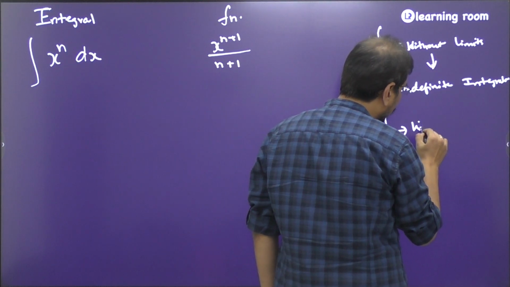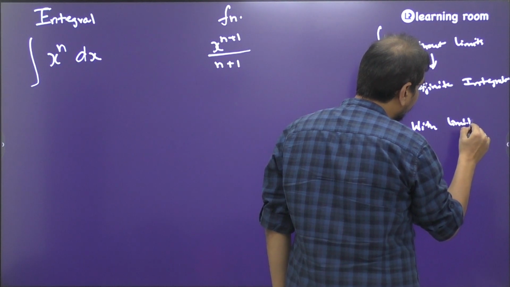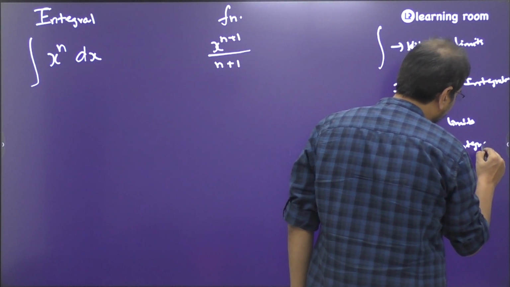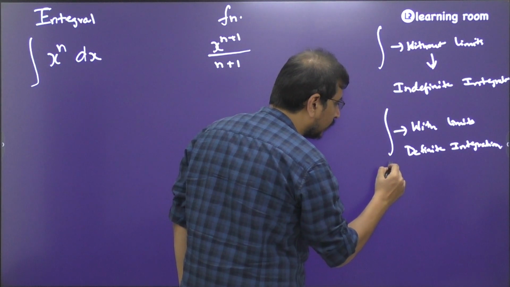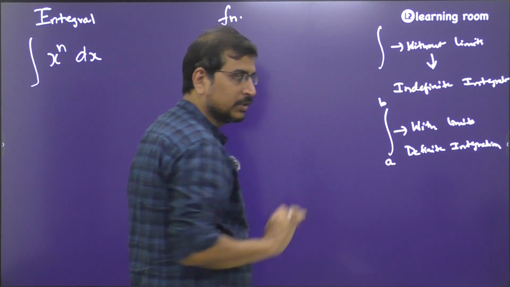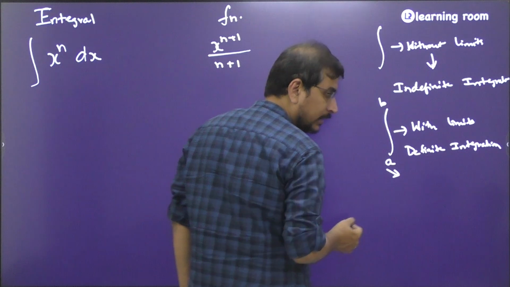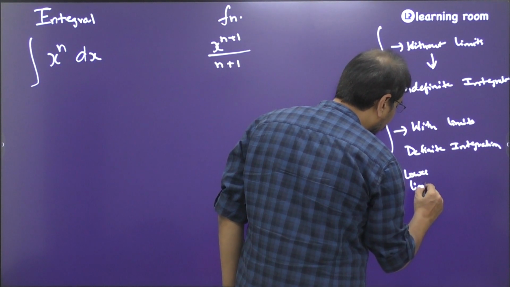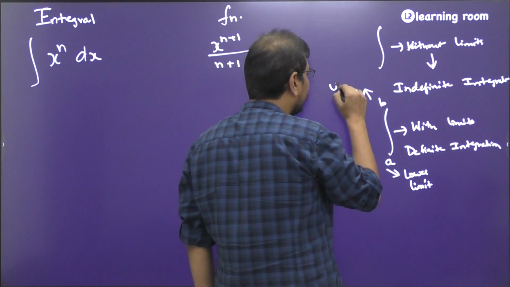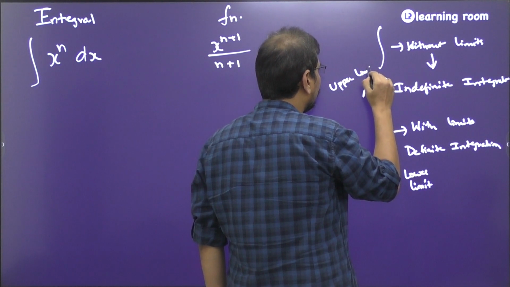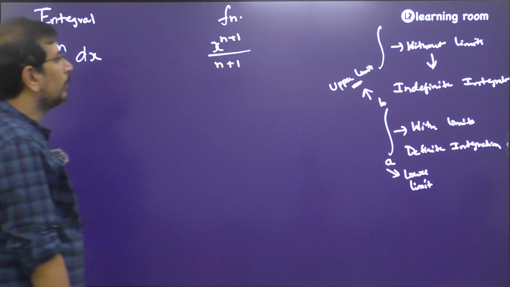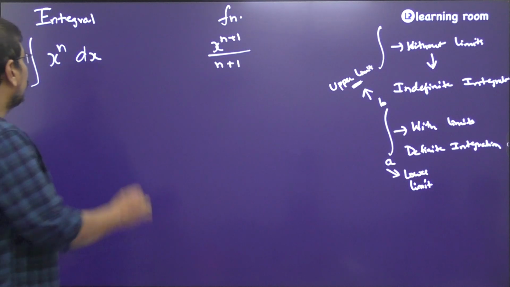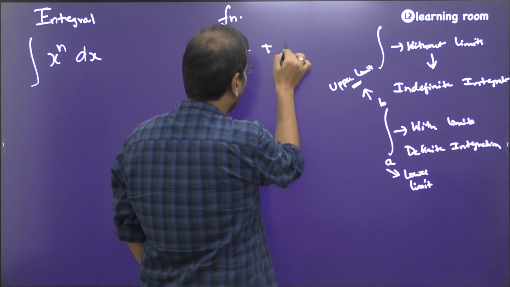Integral with limits is called as definite integration. So when you write the limits, right, you put a here, b here, or any other variable, where this a is called as the lower limit, and you call this b as the upper limit. So it is going to be x power n plus 1 divided by n plus 1. So whenever you do indefinite integration, you need to add a constant to it.